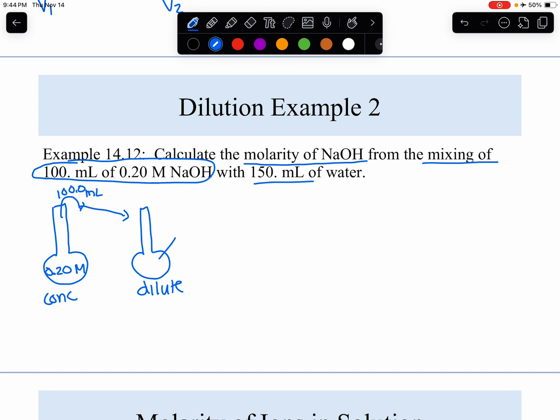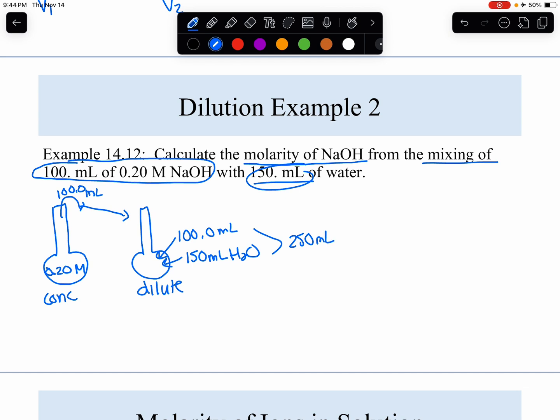But in this one, now I'm going to have 100 milliliters of that initial solution, but I'm also going to have an additional 150 milliliters of water. So what is my total volume for the dilute solution? 250. So that's why it's so helpful to visualize what's happening here.